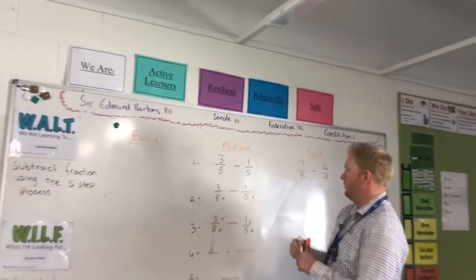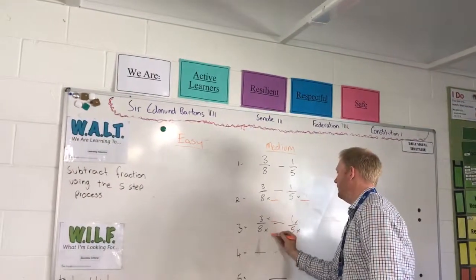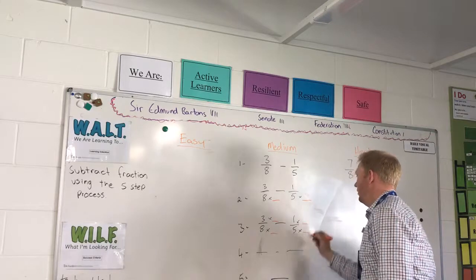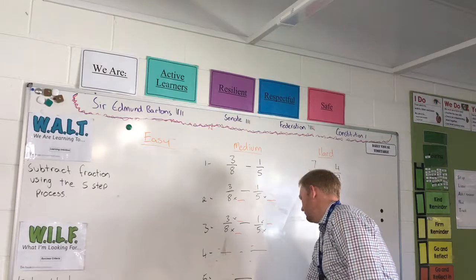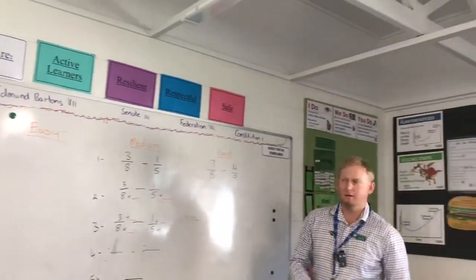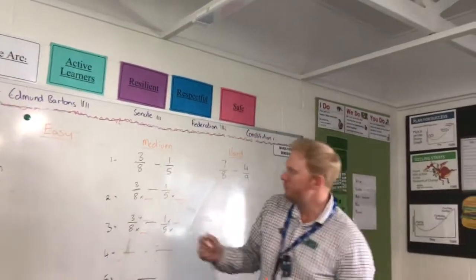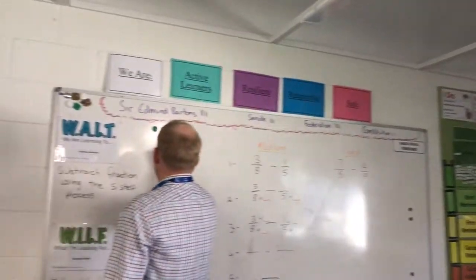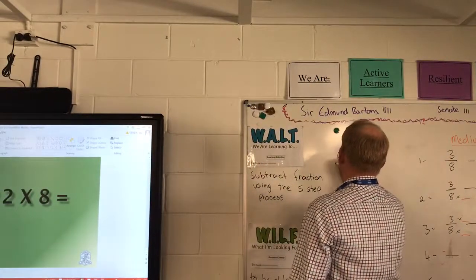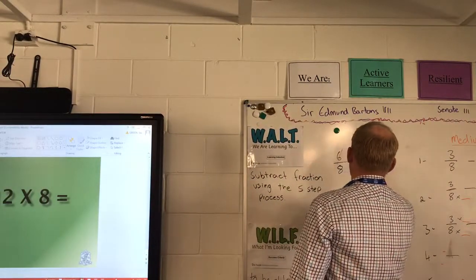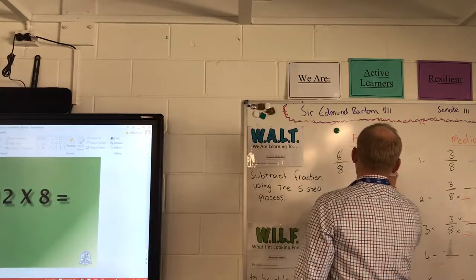So you need to fill in these spaces that are highlighted in orange. That should give you a bit of an indication. But if you're going to work with the easy one with me over here, we're going to work together. So we might go 6 over 8 minus 1 over 3.